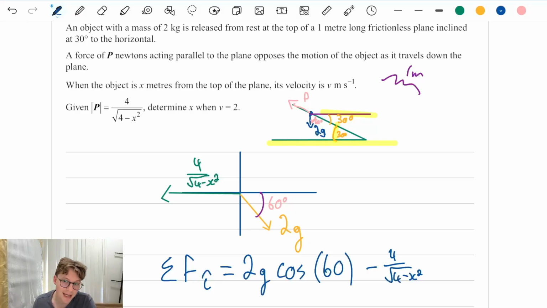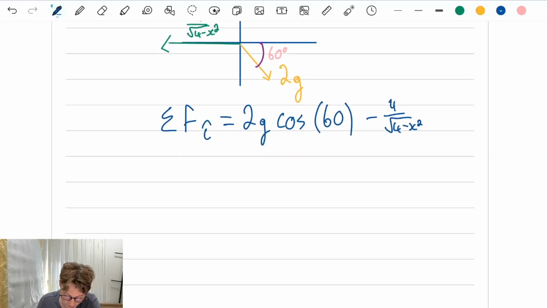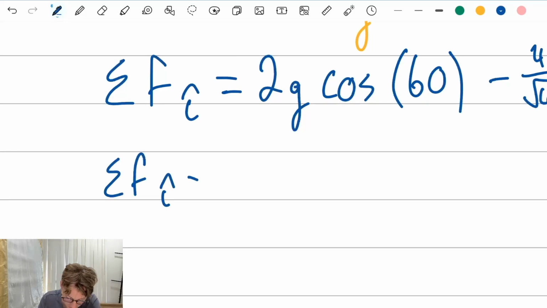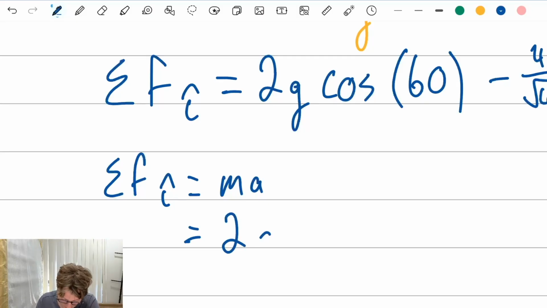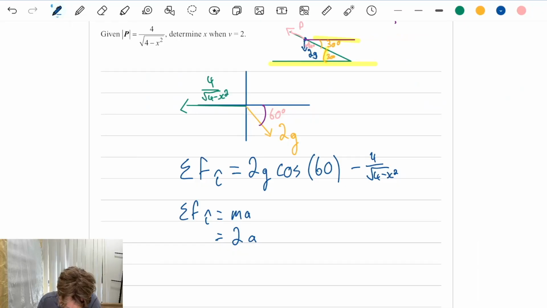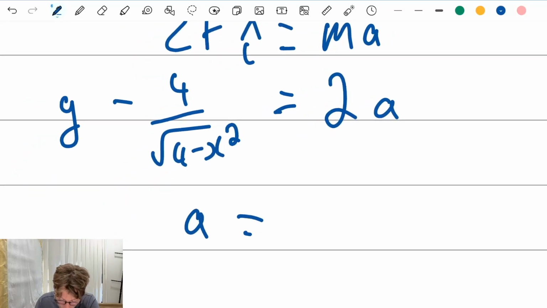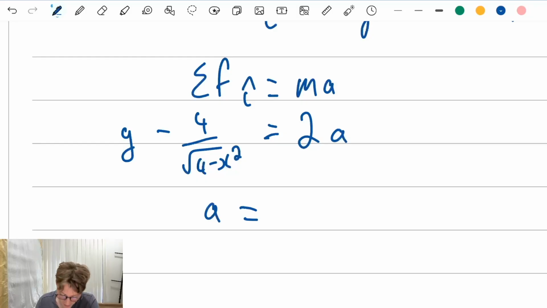I'm going to need to look at F equals ma. So I know that the sum of forces in the I direction is equal to the mass times the acceleration. I know my mass is 2. I don't know my acceleration. That's just going to stay as a. But I know the sum of all of my forces is 2g cosine 60. I can substitute that in. Cosine 60 is 1/2. So I'm basically just going to get g, because it's 2 times a half. I get g minus 4 over the square root of 4 minus x squared if I simplify everything that I'm doing. Okay? I can now divide both sides by 2 to get a, and my acceleration is equal to, well, 9.8 divided by 2 is going to give 4.9.